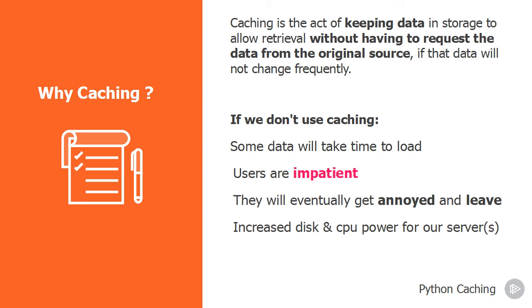When you visit a website, you want the data, if possible, now, at 0.01 milliseconds. So caching is the act of keeping data in storage, and the storage could be the RAM of a computer, which allows retrieval without having to request the data from the original source. That original source can be, for example, a huge database, where some queries take minutes to run, or even more.